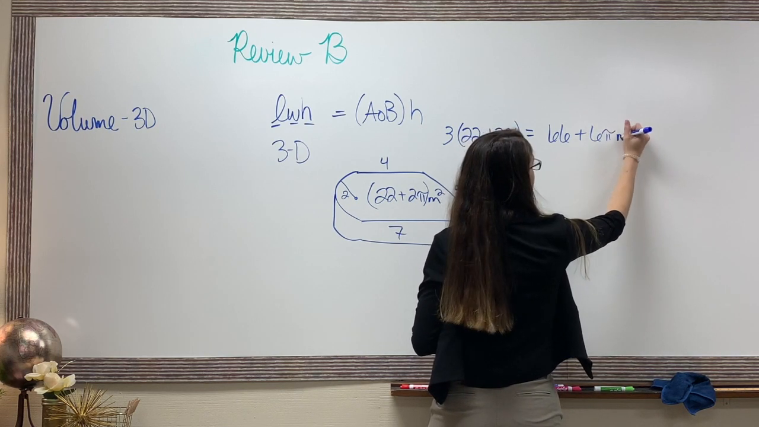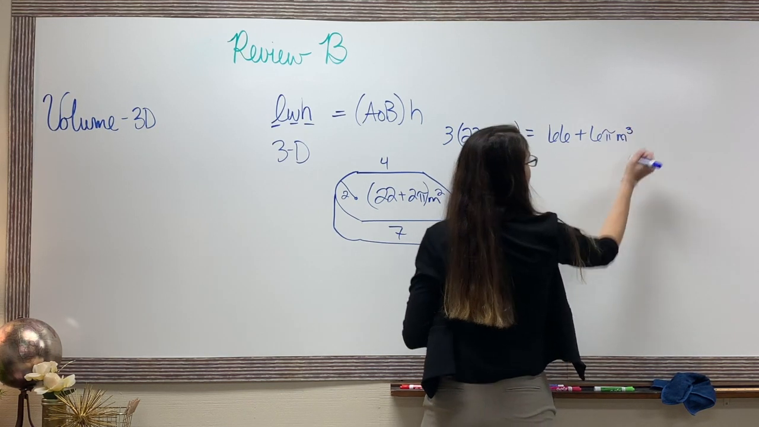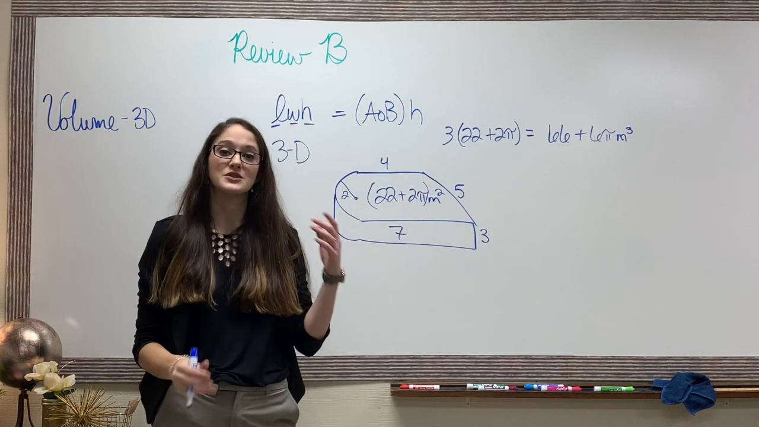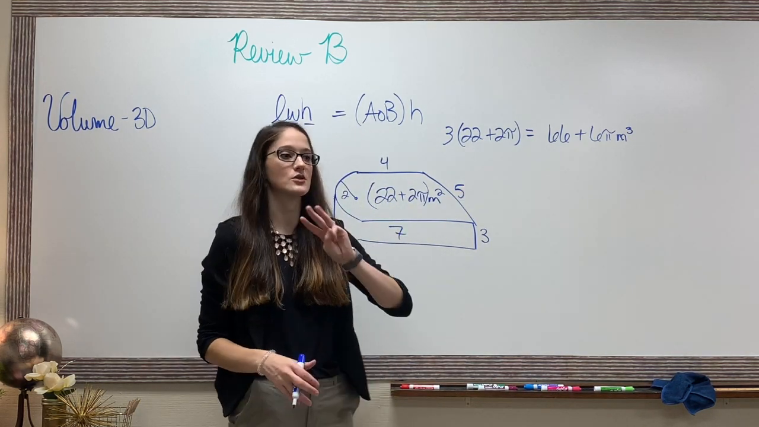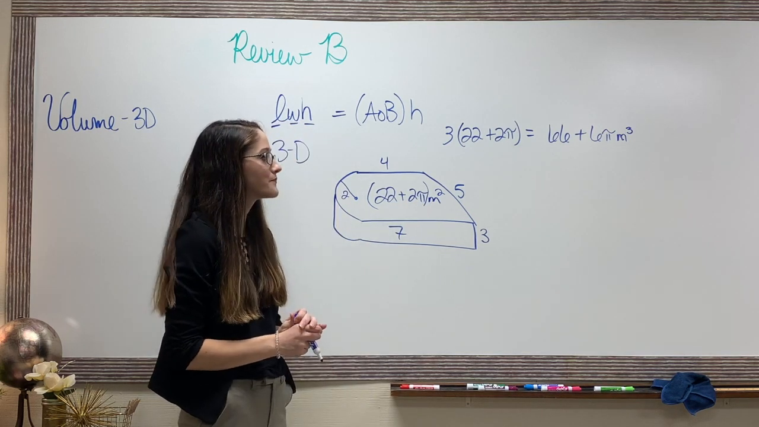And my unit is going to change. Instead of meters squared, it is now going to be meters cubed, because we're dealing with volume. Volume is 3-dimensional. 3, so my exponent is 3. And this is how you find the volume.